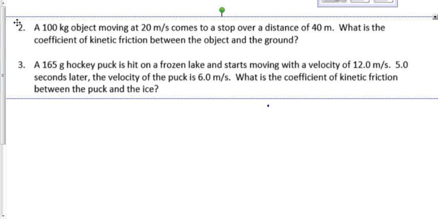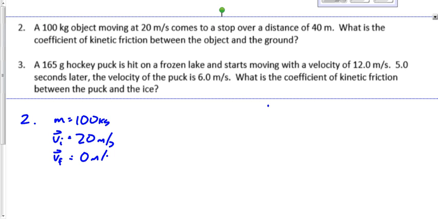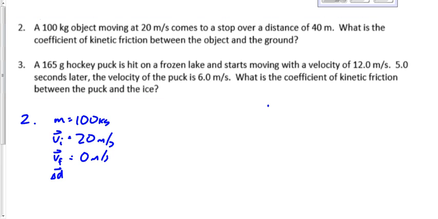For this question, we're going to say our mass is 100 kilograms. We're going to say that VI is 20 meters per second, and VF is 0 meters per second, because it comes to a stop, right? It says it comes to a stop over a distance of 40 meters. Our displacement will be 40 meters. A lot of times we're given the coefficient of friction, but here we're asked to solve for the coefficient of kinetic friction, or the coefficient of dynamic friction, or sliding friction, whatever you want to call it exactly.